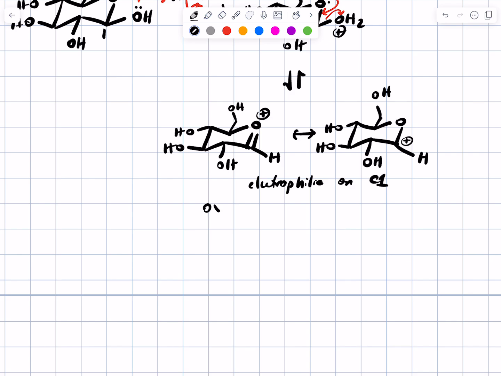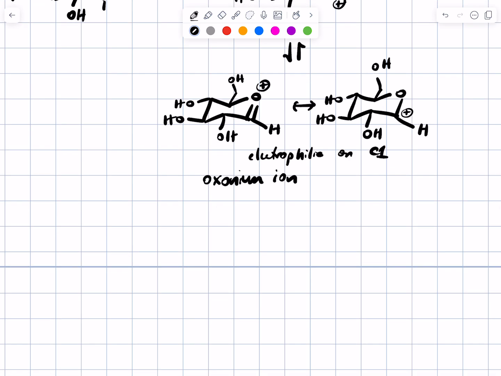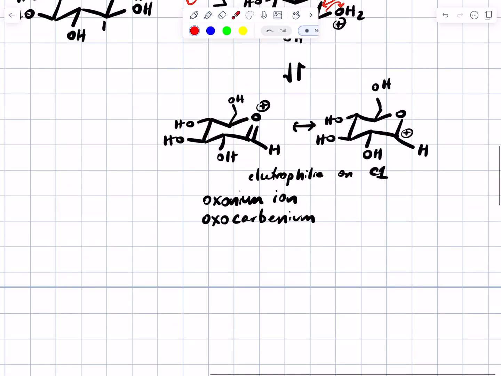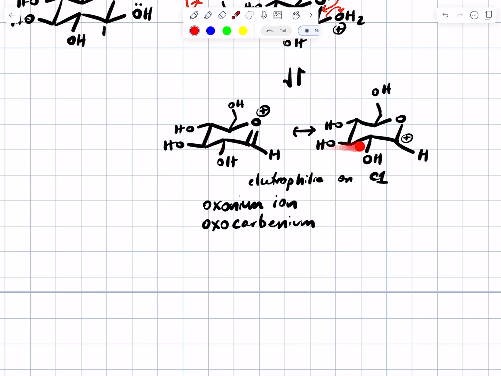This ion, you could call it an oxonium ion because it has a positive formal charge on oxygen, though in this resonance structure we would call this an oxocarbenium ion. Carbenium is a term we use for carbocations. Both of these terms are interchangeable, and they refer, in the case of this cyclic molecule, to a resonance stabilized carbocation that has an adjacent lone pair on the oxygen. Okay?